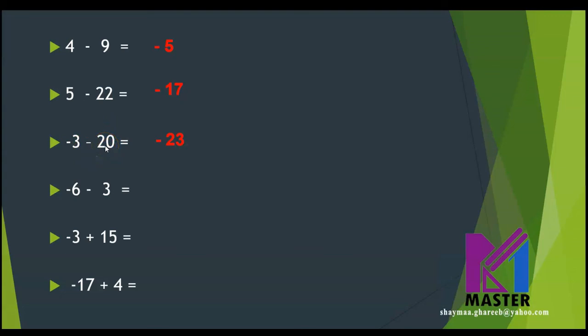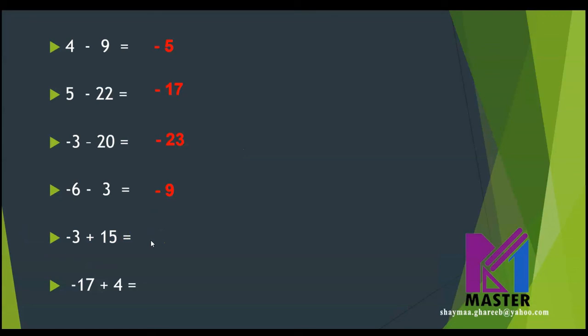negative sign. Negative 6 minus 3, also both have the same sign. Then I will add both numbers. 6 plus 3 equals 9, and the biggest number is negative, which is negative 6. Then my answer will be negative 9. Negative 3 plus 15, both numbers have different sign. Then I will find the difference. I will subtract. 15 minus 3 equals 12.